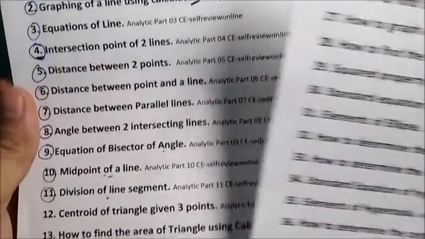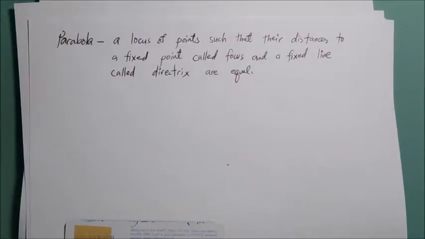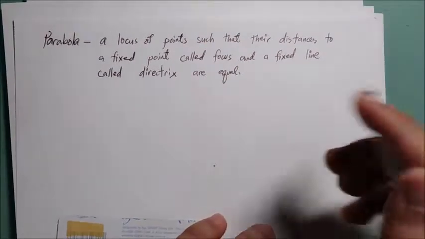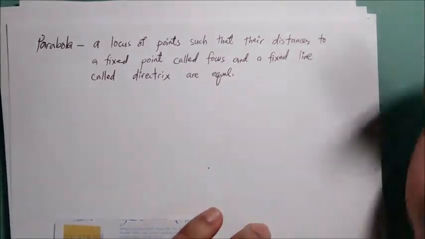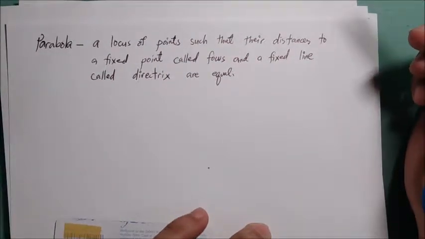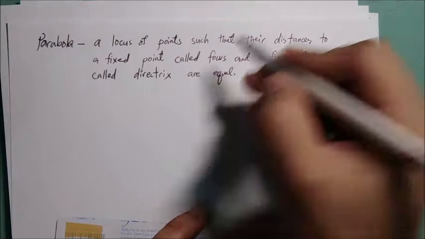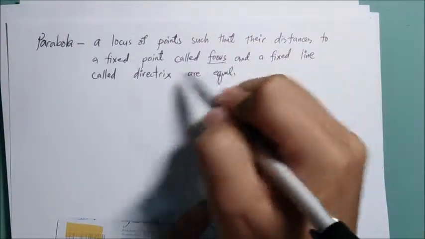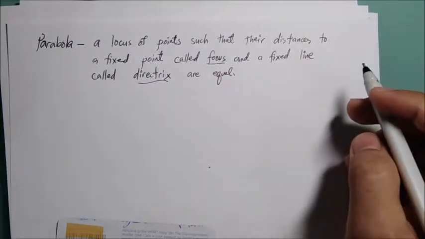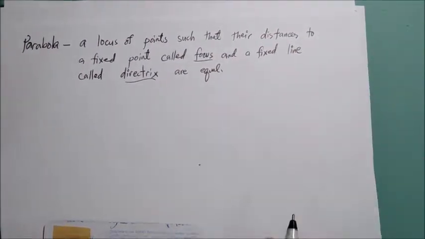Okay, so we will start with the standard equation of parabola. By the way, we have to define first what is a parabola. A parabola, the technical definition, is a locus of points such that their distances to a fixed point called focus, okay, and a fixed line called directrix are equal. Okay, what do we mean by this?